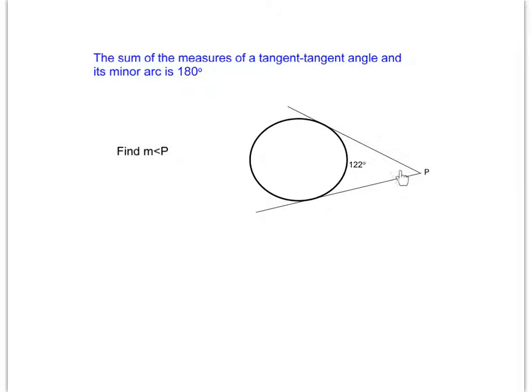Okay, last thing you need to know, the sum of the measure of a tangent-tangent angle, we'll call that right here, x, and its minor arc, 122. x plus 122 will always equal 180. Okay, so this angle plus 122 will always equal 180.